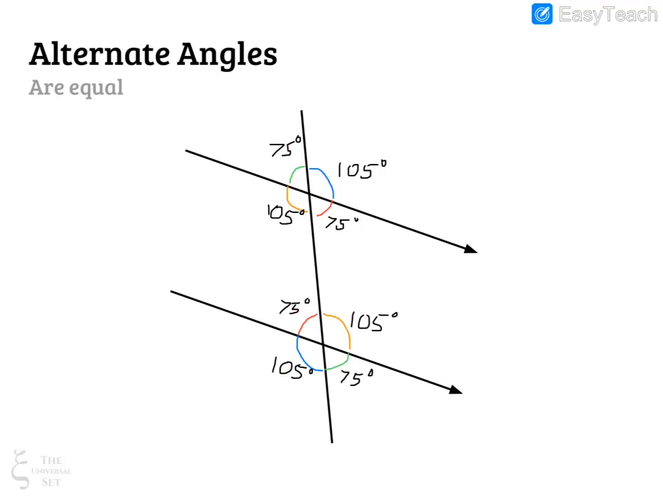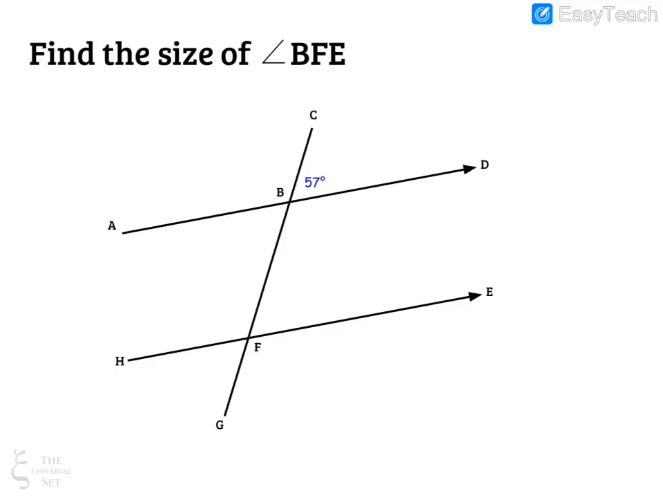Okay, so let's look at some specific examples here. So I've got a question here that says, find the size of angle BFE. So first of all, let's work out where angle BFE is. So I'm going to mark that in red, BFE. Well, here's B, here's F, here's E. So BFE must be this angle.